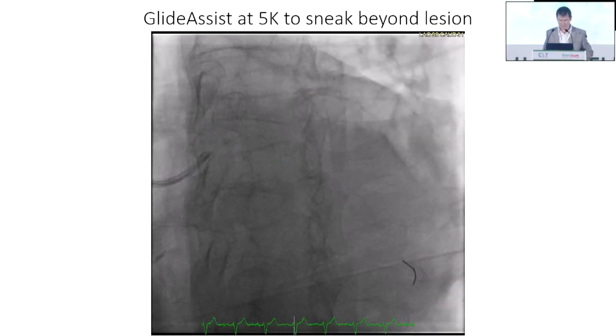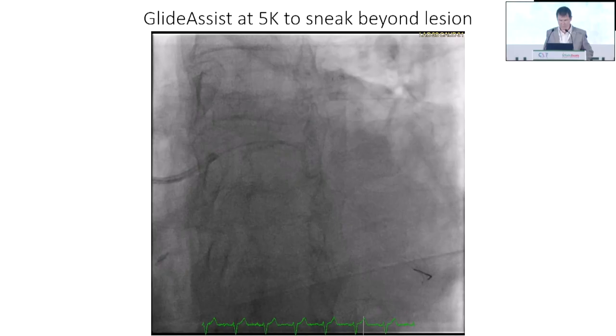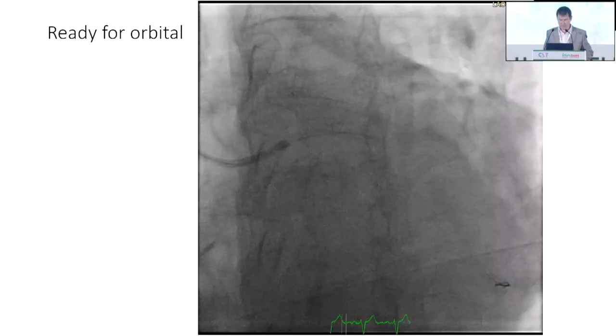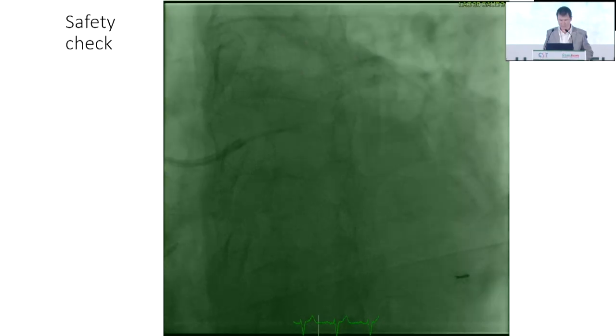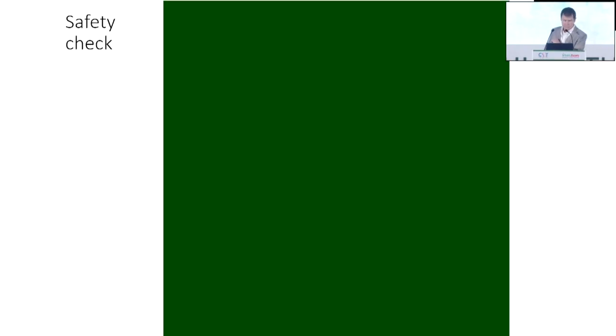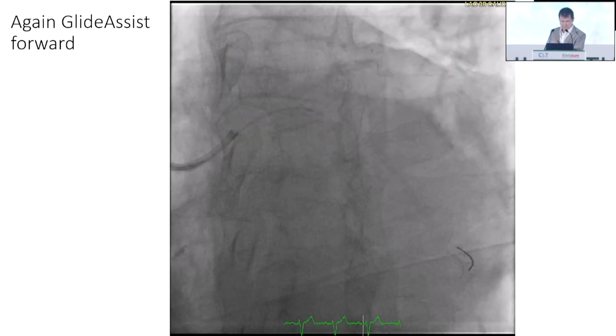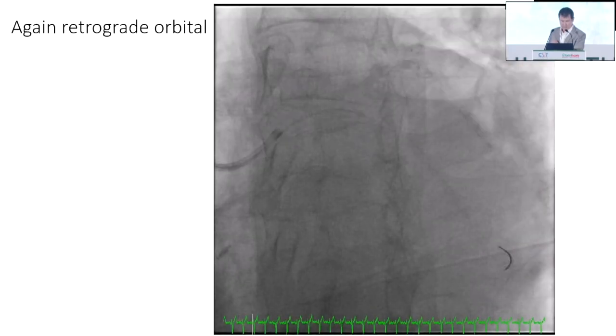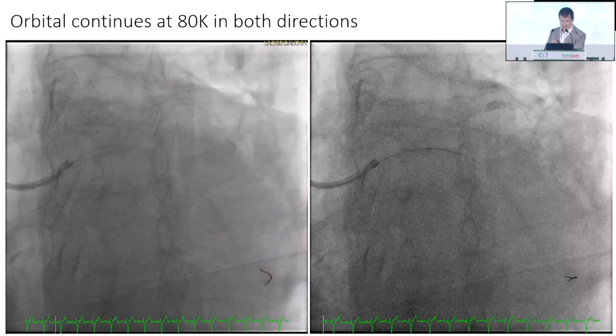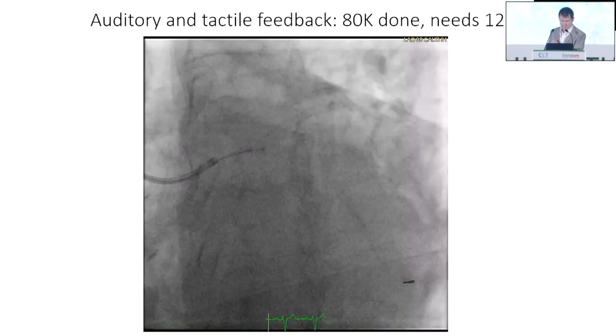Again, glide assist forward, just to go across the lesion, and then treat backwards at 80,000. And repeat it a few times like that. And then did the same retrograde with 80 and then 120, eventually both ways.